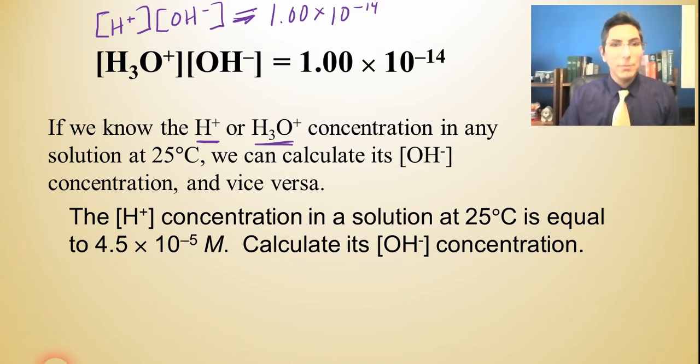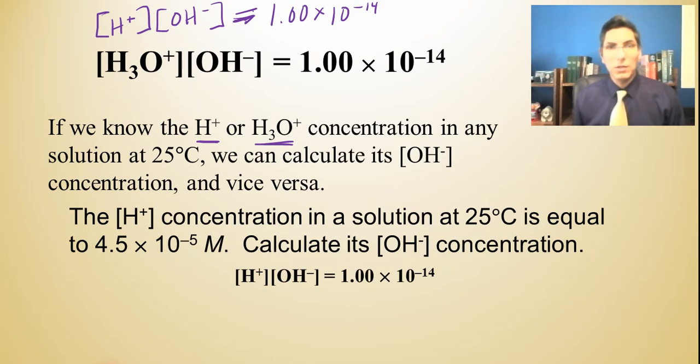Now, let's take an example problem here. Let's say we have that the hydrogen concentration in a solution at 25 degrees Celsius is equal to 4.5 times 10 to the negative 5th molar. Calculate its hydroxide concentration. Well, we're going to plug into that equation that we just had here. We have H plus in this case, so we could use H3O plus, same thing, times hydroxide equals Kw, which is 1 times 10 to the minus 14th.